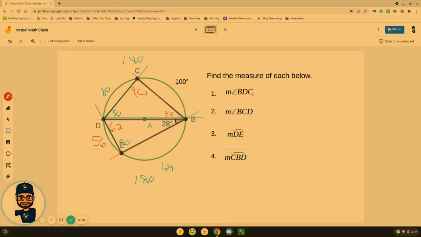The measure of angle BDC. So follow that pattern. B to D to C. What was that angle? B to D to C. 50. How about B to C to D? B to C to D, 90.